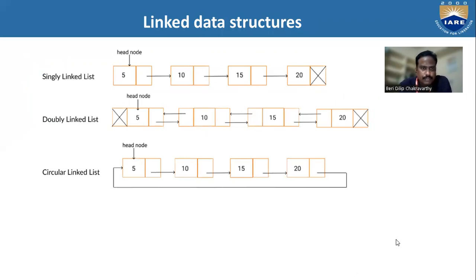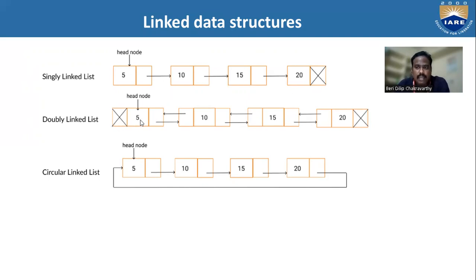Observe here. This is my first node. The actual data 5 is stored here, and here I am storing the address of the next node. The address of 10 is stored here. Similarly, the address of 15 is stored here, and the address of 20 is stored here. Observe here, after that there are no more nodes, that's why we are placing null here. Null represents empty. That is the last node. So this is about single linked list.